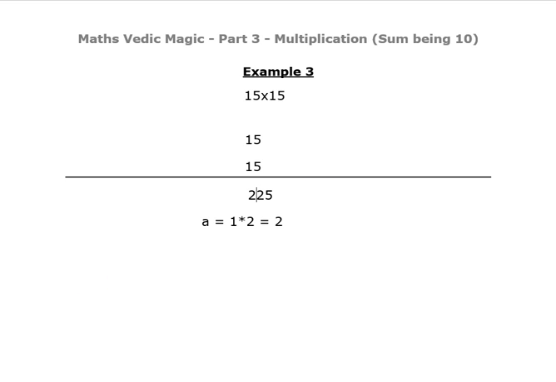Here the numbers are 115 and 115. So for the right side portion, it will be 5 times 5, which gives us 25, and the left side portion would be 11 multiplied with the next higher number, 12, which gives us 132. So the final answer would be 13225. Let's look at another example.